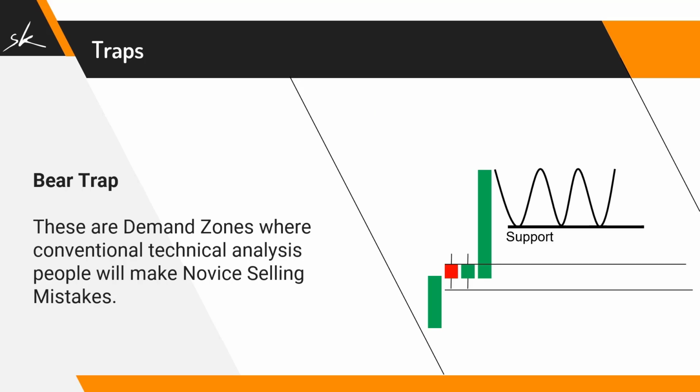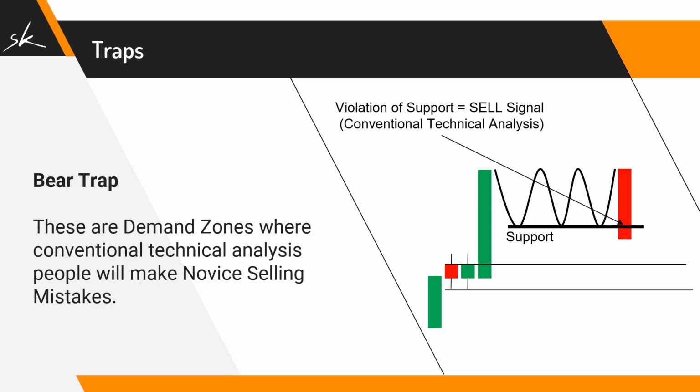Bear traps are demand zones where conventional technical analysis people will make novice selling mistakes. In conventional technical analysis, price closing below an area of support is considered as a sell signal. Therefore, people who start selling at the violation of support are making two key novice mistakes: 1. Selling after a drop in price, and 2. Selling in an area where in history chart has proven to us demand exceeds supply.